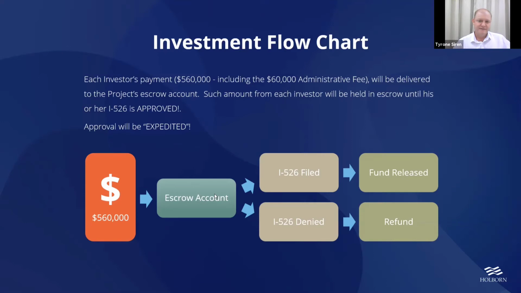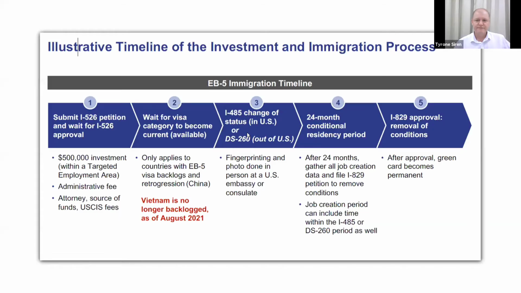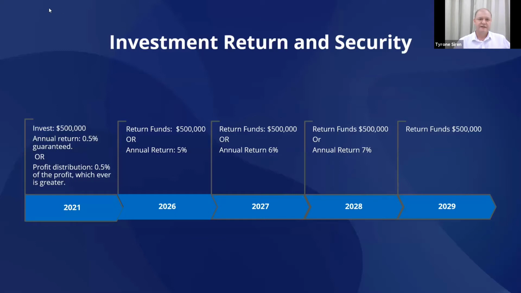Now, in the case that you are denied, which again we do expect some sort of decision on your petition within a year, the developer will make all best efforts to return your investment and your administrative fee. So, there is a bit of insurance in there. And then as an investment itself, it's typically a 5-year investment. And the investment offers a 0.5% guaranteed return, or 0.5% profit distribution, whichever is greater.